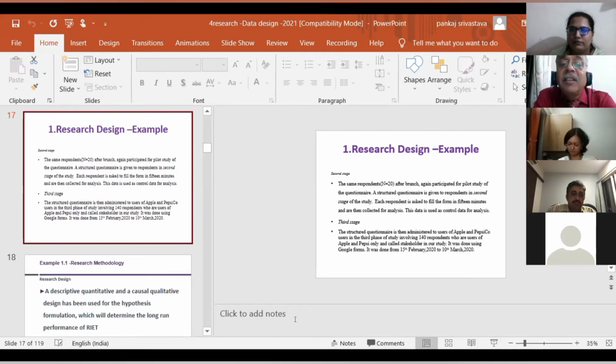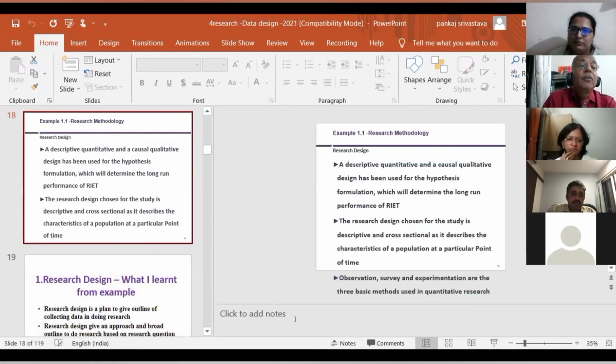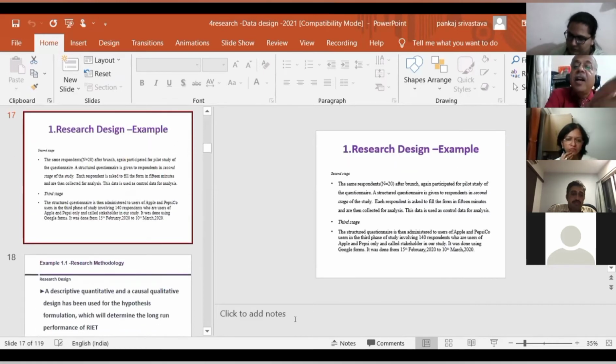Then in the third stage, a structured questionnaire was administered to users of Apple and Pepsi, given to this number of people, not students. And then we did the descriptive analysis. So this is how the first part was written as far as research design is concerned.